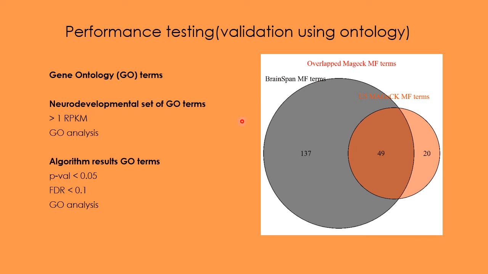To understand the validity of each algorithm's results, I compared gene ontology terms obtained from GO analysis of results from each algorithm with a reference set of GO terms. This reference set is generated from analysis of expression data in the BrainSpan atlas for developing and adult brain and represents the processes regulating neurodevelopment. This is the comparison between U5 MAGeCK molecular function terms obtained from enriched and depleted genes and the reference set of molecular function GO terms.